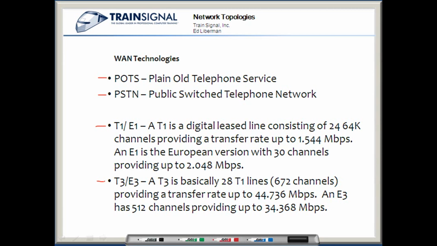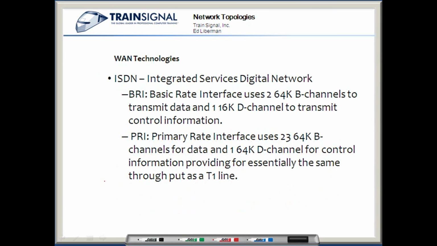Now these are dedicated leased lines that you would need to get from a telecommunications provider. Another option that we have, although somewhat out of date, is something called ISDN, Integrated Services Digital Network. Now, the main thing you need to know about ISDN is that there are two different flavors.